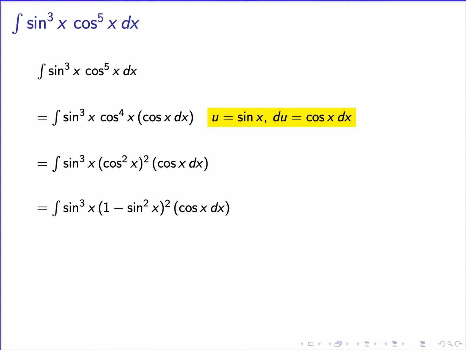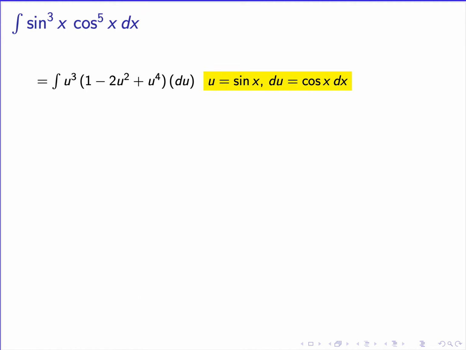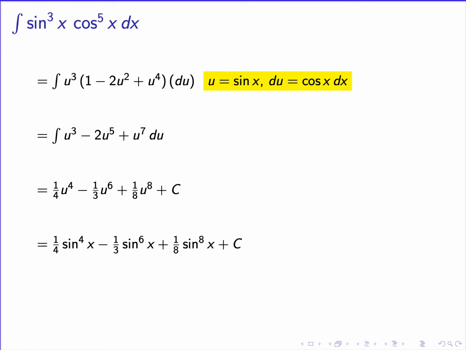And now we'll go ahead and replace each of the sines with the u. Then we'll have to square out the 1 minus u squared. Then distribute the u cubed across that. That gives us this integral, which we can do easily. And then replace the u's with sines to get that.